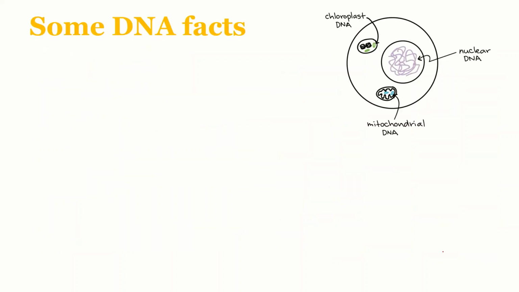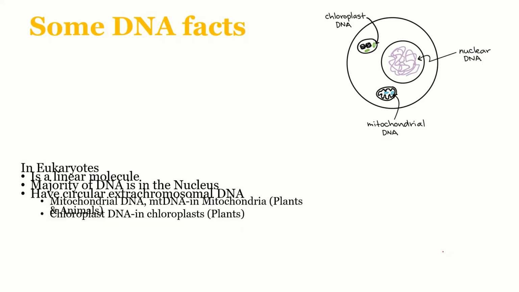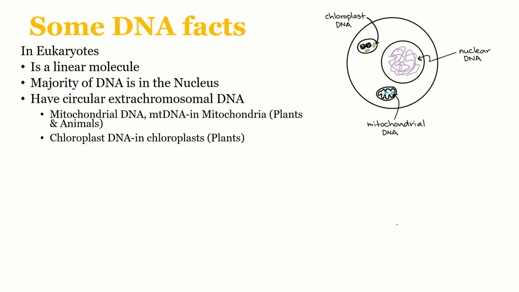So, some DNA facts that we came across in our previous lesson. In eukaryotes, the DNA is linear, and the majority is found in the nucleus. That's the nuclear DNA. But we have extrachromosomal DNA, which is circular, and this is found in the mitochondrial organelle, called mitochondrial DNA, or chloroplast DNA in the chloroplast organelle in plants.